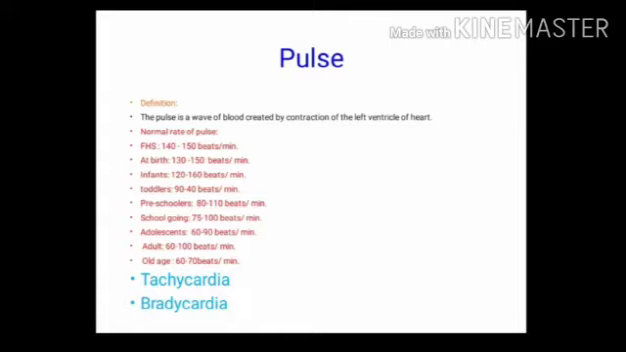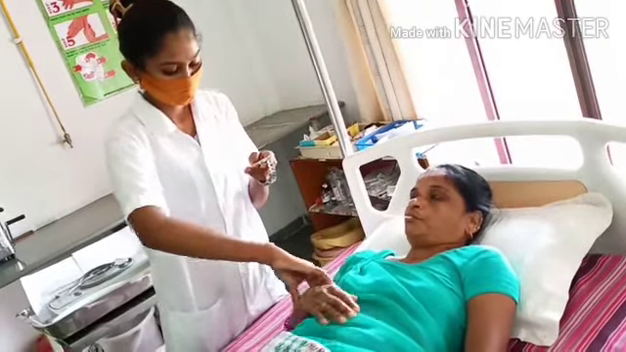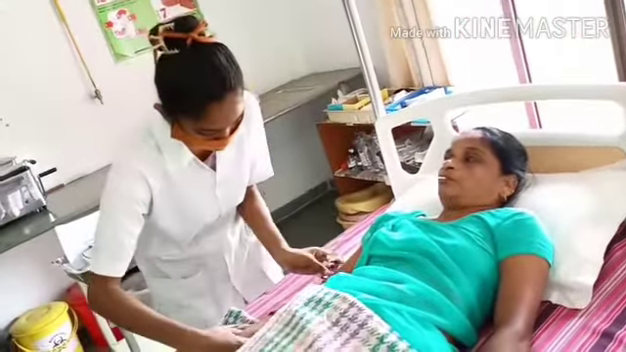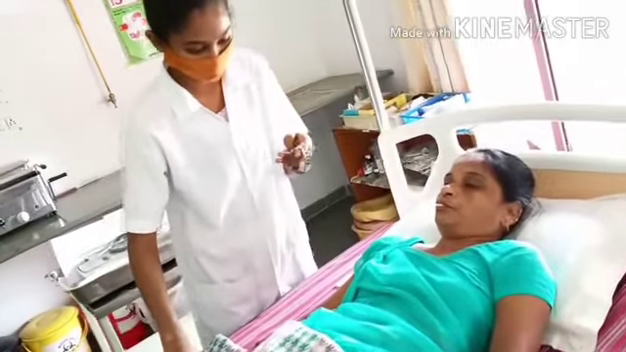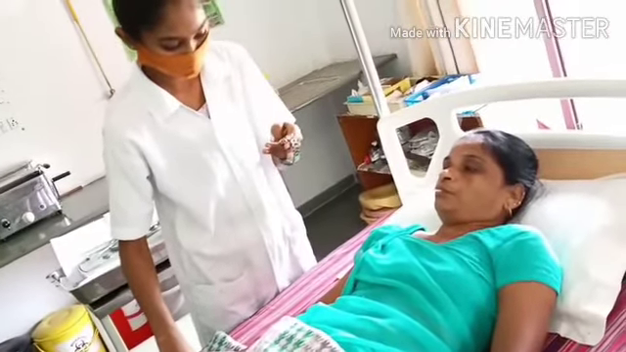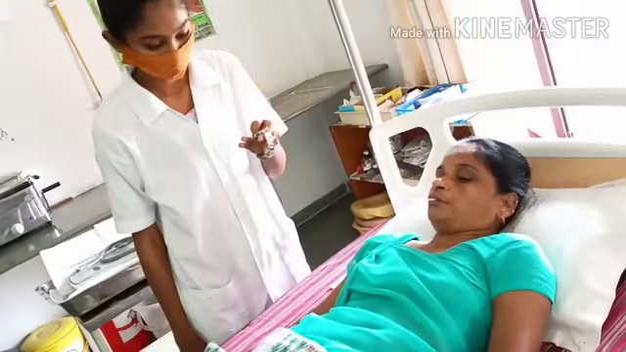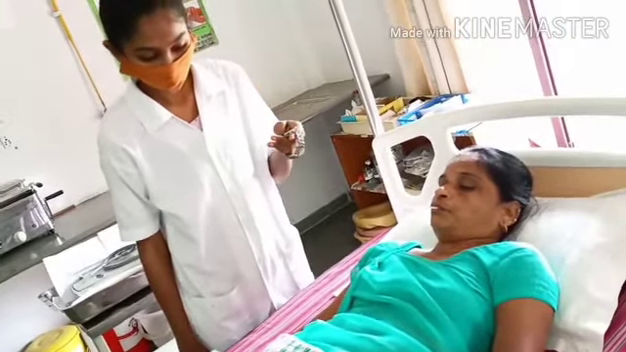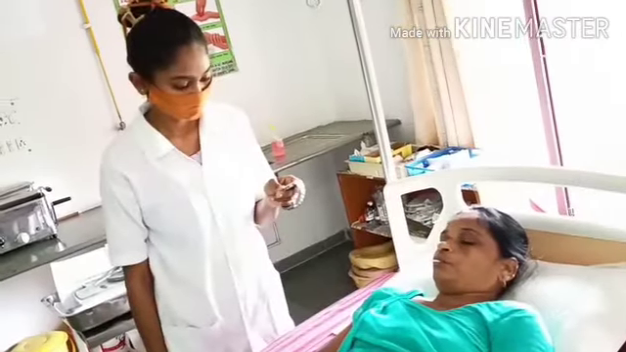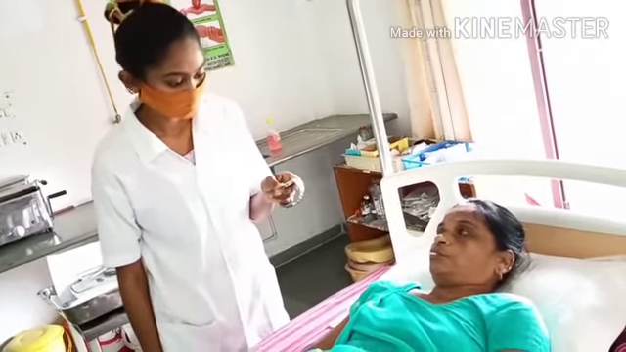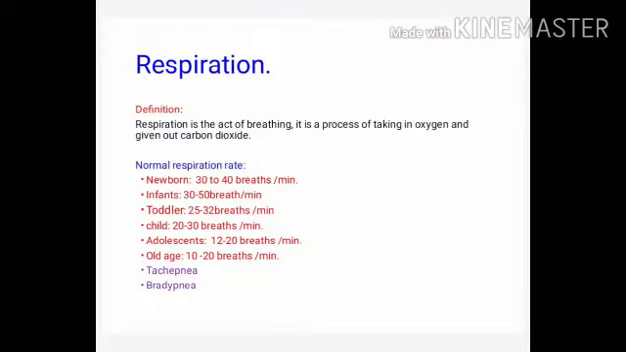called bradycardia. Now after measuring the pulse, we will measure the third cardinal sign, that is respiration. So note the rise and fall of the client's chest, that is inspiration and expiration, and count the number of respirations for 30 seconds and count as 1 minute. Now we will see the definition of respiration. Respiration is the act of breathing. It is the process of taking in oxygen and giving out carbon dioxide.